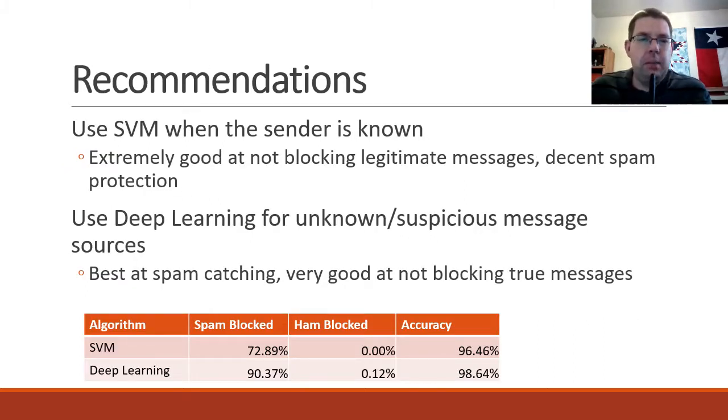So let me finish out with some recommendations. There are 2 algorithms that stood out, and really for different reasons. The first one is SVM. It stood out because it blocked, best I could tell, no legitimate messages. And while you can't expect this to happen in real life, it's a very promising result. And it would seem to be the best algorithm to use in cases where you know the sender. So if you're applying this model on a mobile device, it would be the person that's in the contact list, for example.